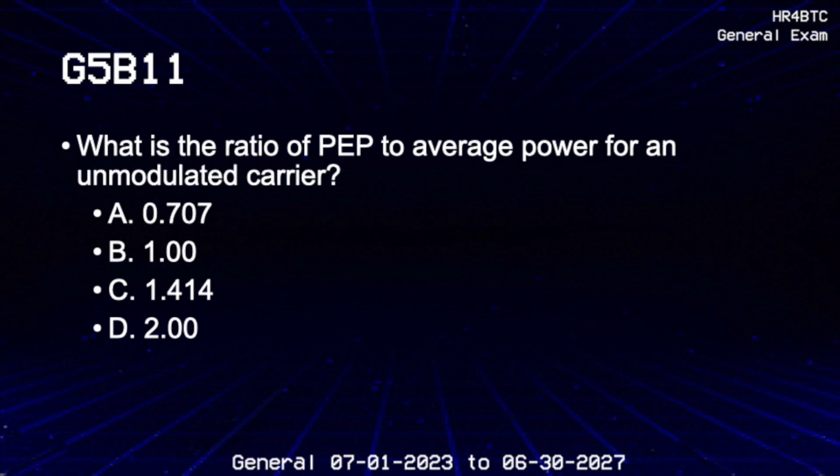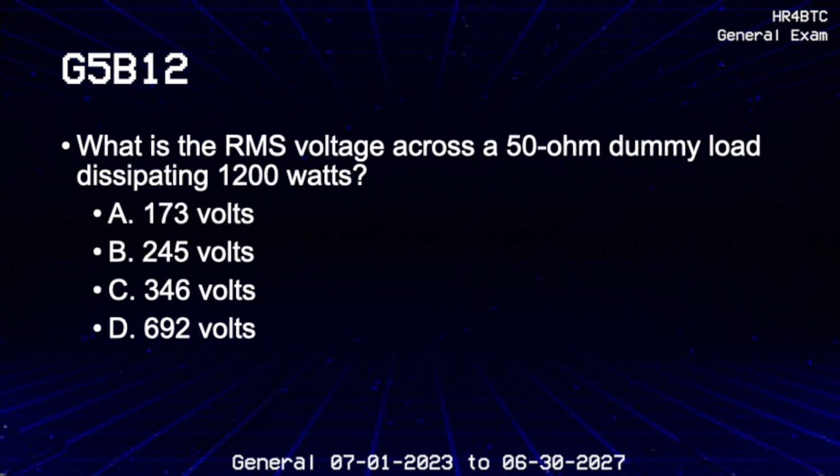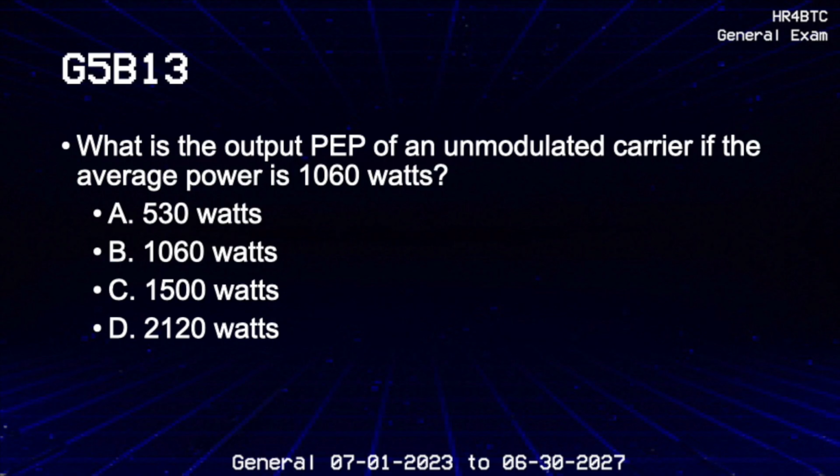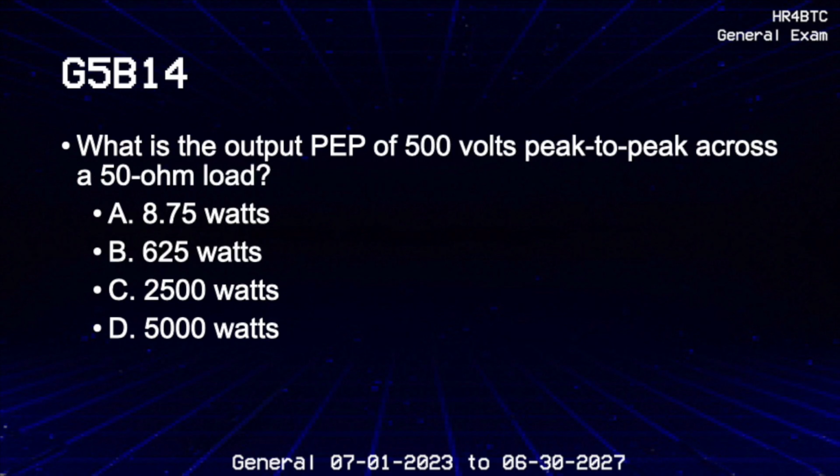20.6%. What is the ratio of PEP to average power for an unmodulated carrier? 1.00. What is the RMS voltage across a 50 ohm dummy load dissipating 1,200 watts? 245 volts. What is the output PEP of an unmodulated carrier if the average power is 1,060 watts? 1,060 watts. What is the output PEP of 500 volts peak to peak across a 50 ohm load?